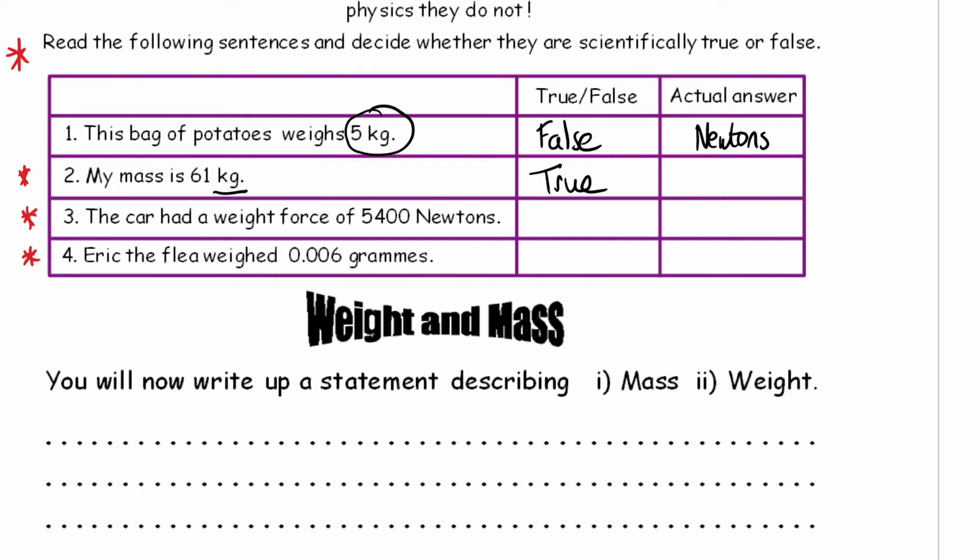So true, actual answer is correct. The car had a weight of 5,400 newtons. Yes, because weight is measured in newtons. True. Erica, the flea, weighed 0.06 grams. That is mass, not weight. False. Newtons.